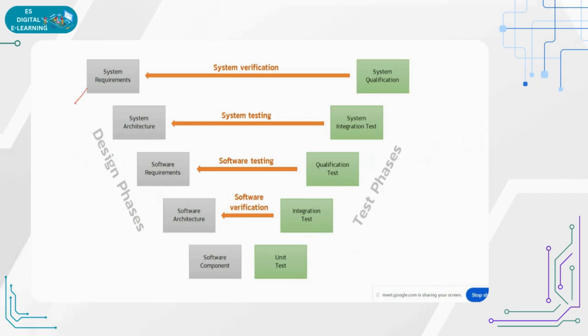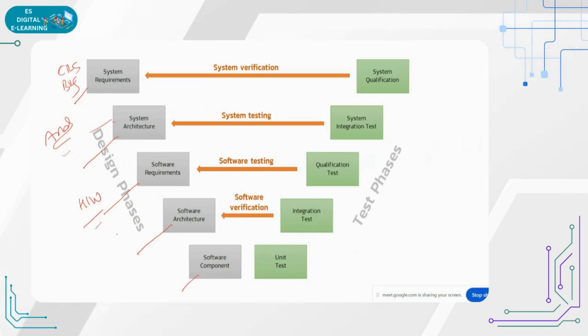Okay, coming to the V model, we are familiar with the design phases: system requirements, system architecture, software requirements, software architecture, software components. What is the system requirement? It's all about the CRS or BRS, and based upon that we'll do some analysis. Next we'll have the software testing, where we have the high level design and low level design, so again that will go from low level to high level design.